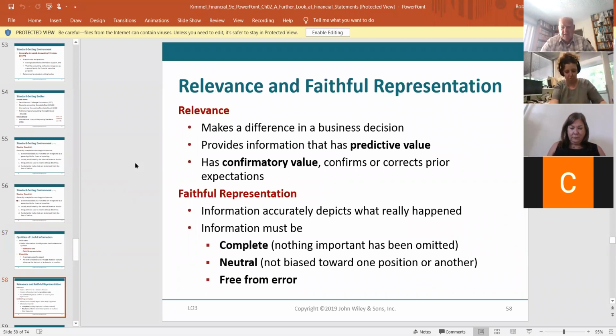Relevance means that it has some meaning. You can use it to do something. This information is relevant, and it has a certain predictive value. Using this relevant information, we can predict a little bit, hopefully into the future, and make some wise decisions now. Information must be complete, neutral, not biased toward one position or another, and hopefully free from error.